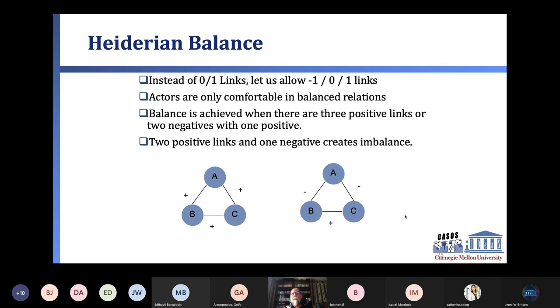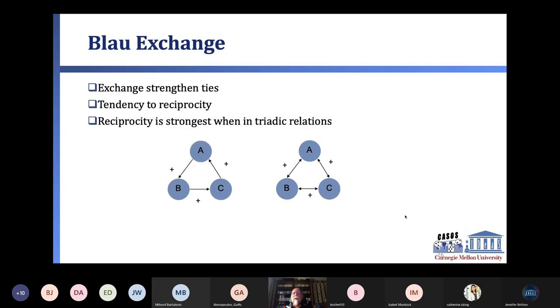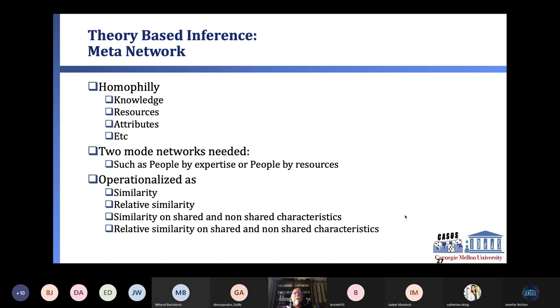And so this is a different kind of network. This is more like if I did a survey and asked, do you like this person or hate them or don't care about them? Give me 0, -1, +1. Blau exchange also is a way of adjusting ties that depends on your local connections. So you're more likely to add ties when in a triadic relationship.